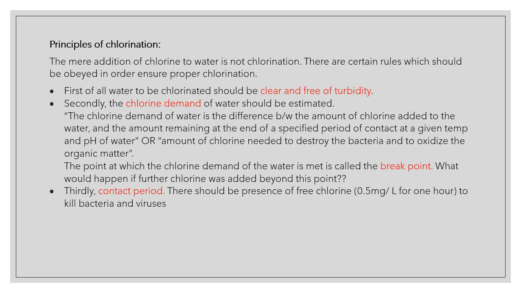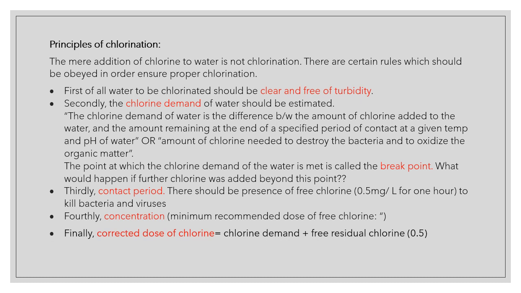Next is the contact period. There should be a presence of free chlorine, which is about 0.5 milligrams per liter for 1 hour in order to kill the bacteria and viruses. Fourthly, we need the concentration of chlorine to be just right. The minimum recommended dose of free chlorine is again 0.5 milligrams per liter. And finally, the corrected dose of chlorine is actually the chlorine demand plus the free residual chlorine, because not only do we have to overcome the chlorine demand of the water, we also want to have some residual chlorine that can later on deal with recontamination.